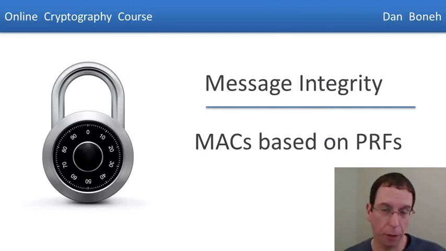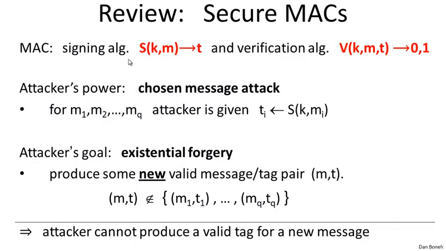Now that we know what MACs are, let's go ahead and build our first secure MACs. First, I want to remind you that a MAC is a pair of algorithms. The first is a signing algorithm that, given a message and a key, will generate a corresponding tag. And the second is a verification algorithm that, given a key, a message, and a tag, will output 0 or 1 depending on whether the tag is valid or not.